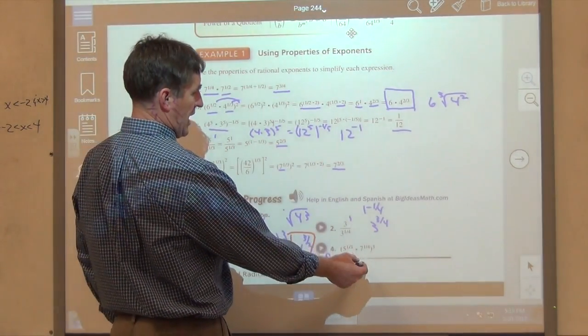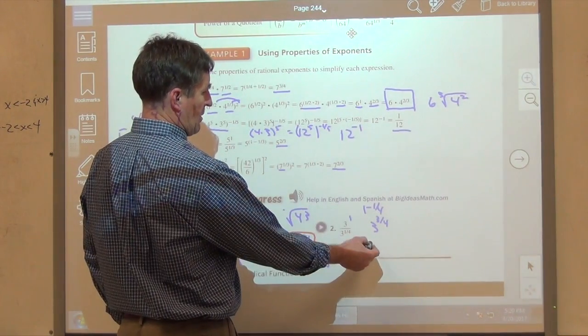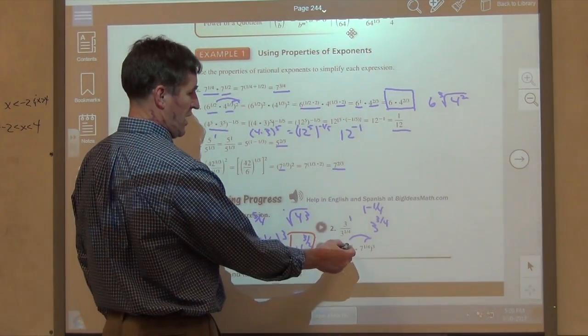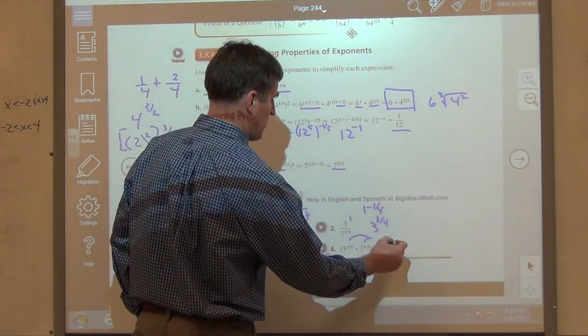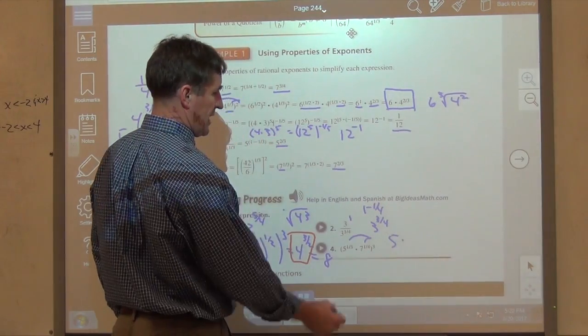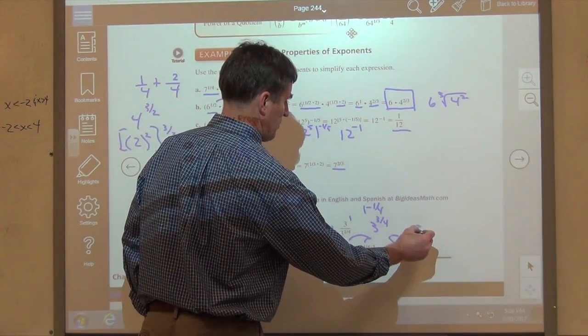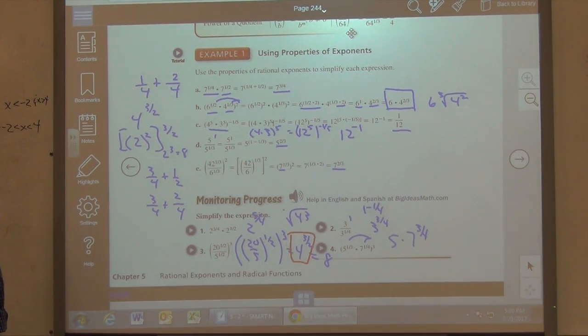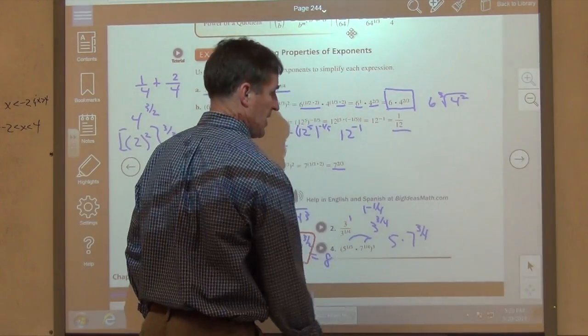And then the last one, so these aren't the same bases. So I'm going to go ahead and distribute the 3 to those. So we multiply. 1/3 times 3 is 1, so we get 5. And then 3 times 1/4 is 3/4. And so we just get 5 times 7 to the 3/4 power. So hopefully that worked out for you, and it makes sense now if it didn't.